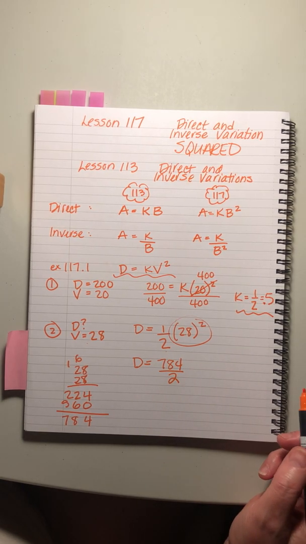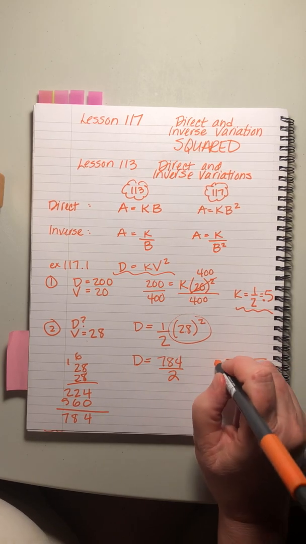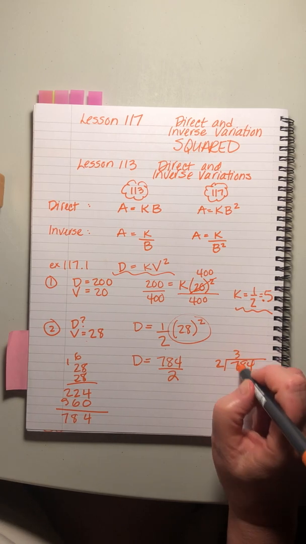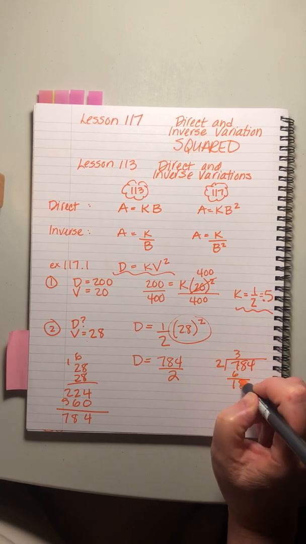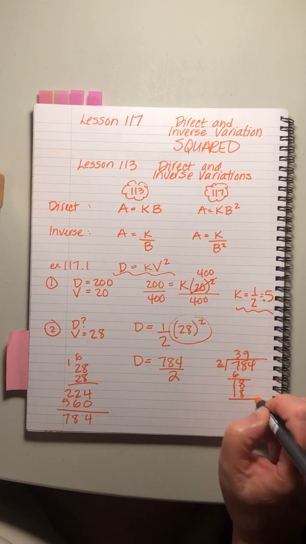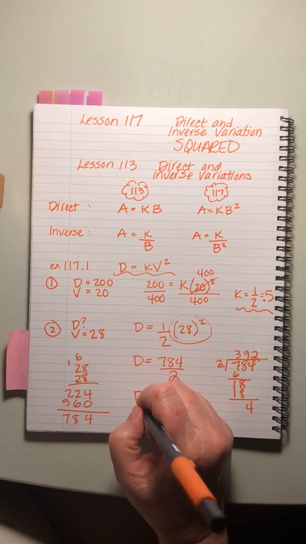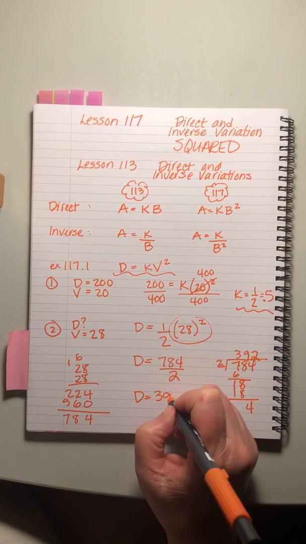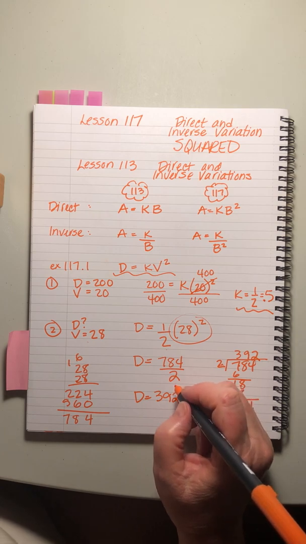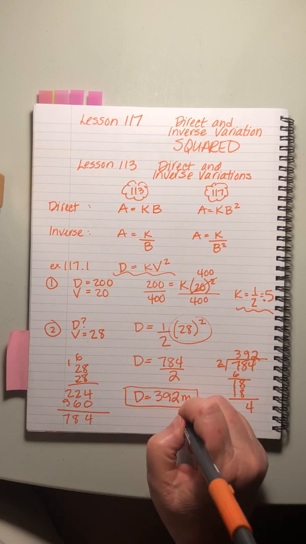All right, and I can see it's going to go in there because it's even. 2 into 7, 3 times. 6, 18, that would be 9, right? Bring down the 4. There. So the distance required is 392 feet. No, meters, because we're working in metrics in this one. And that's the right answer.